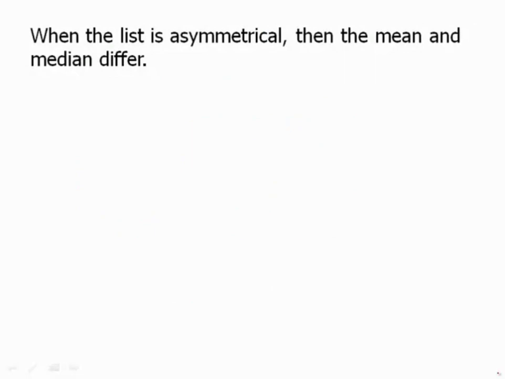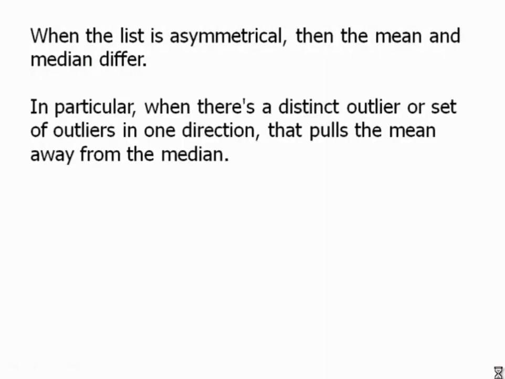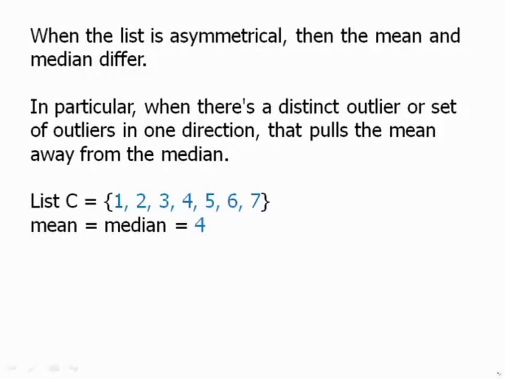When the list is asymmetrical, then the mean and the median differ. So that's when you get a difference, when there's an asymmetry on the list. In particular, when there's a distinct outlier or set of outliers in one direction, one particularly high score, one particularly low score, that outlier pulls the mean away from the median. So for example, here's an evenly spaced list. Of course, the mean and the median both equal 4. Now, if we take one of those numbers, that last number, and turn it into an outlier, we replace 7 with 700. Well, we've made it gigantic now.